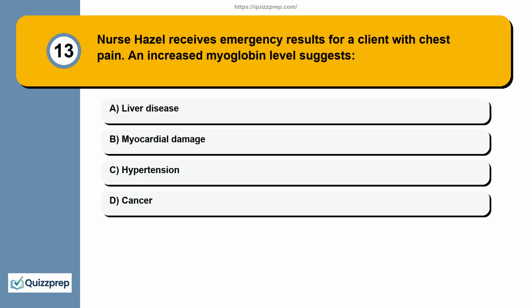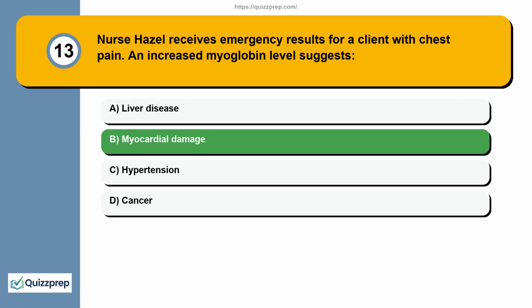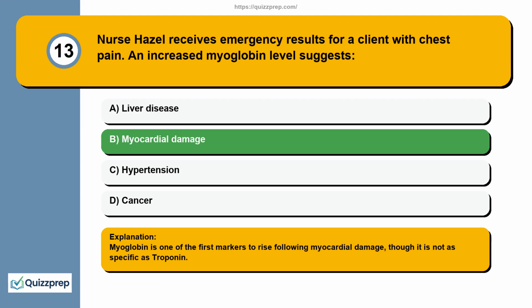Question 13. Nurse Hazel receives emergency results for a client with chest pain. An increased myoglobin level suggests liver disease, myocardial damage, hypertension, cancer. Myoglobin is one of the first markers to rise following myocardial damage, though it is not as specific as troponin.